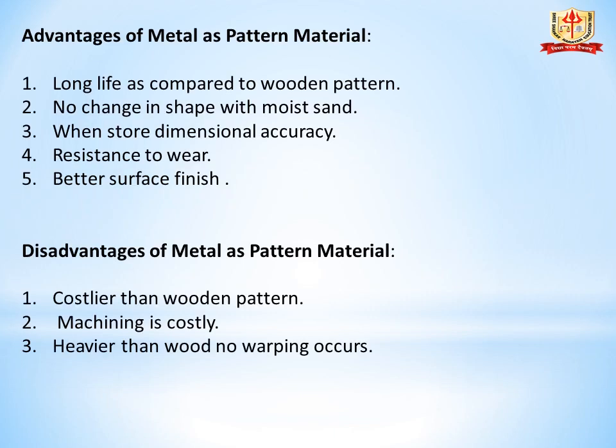Now we see advantages of metal as pattern material. First advantage is it has long life as compared to a wooden pattern. Point number 2, no change in shape with moist sand. Point number 3, when stored, it keeps dimensional accuracy. Point number 4, resistant to wear. Point number 5, better surface finish.